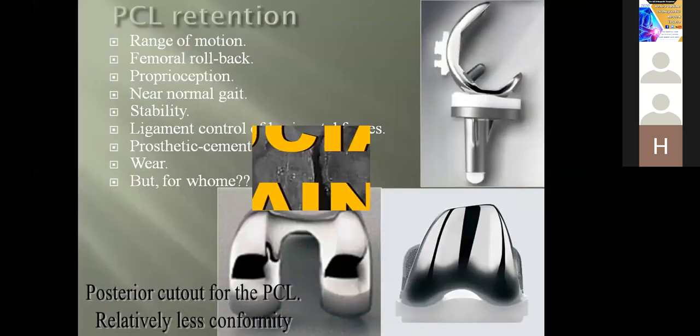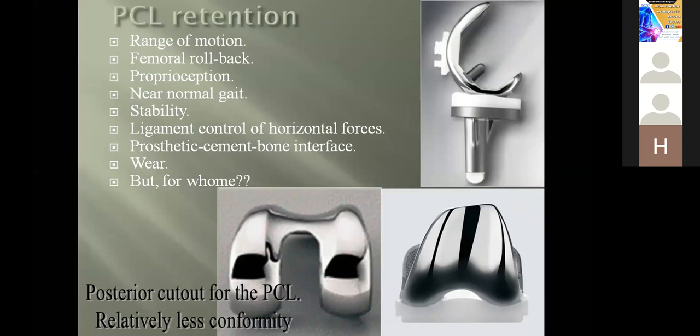Cruciate retaining designs. If you are planning to retain the posterior cruciate, you have to think about many points. First, the preoperative range of motion, so PCL retention is not the implant of choice if the patient has a significant limitation of the preoperative range. Femoral rollback should be calculated accurately to avoid increasing the stresses in the posterior part of the polyethylene. Proprioception, near normal gait preoperative, stability preoperative, ligament control of horizontal forces, prosthetic cement bone interface wear, but for which patient we offer this design and this choice.